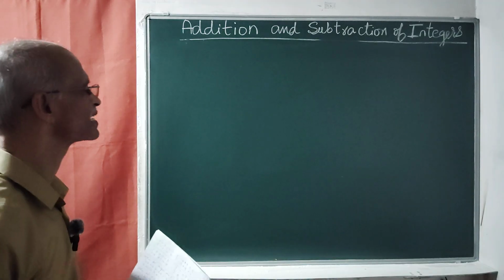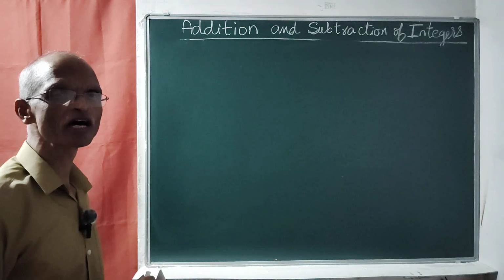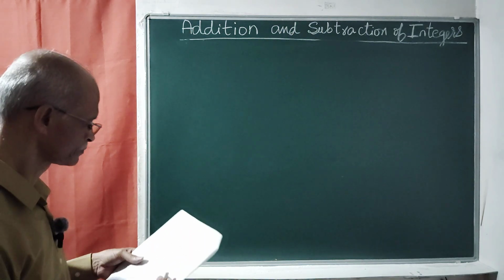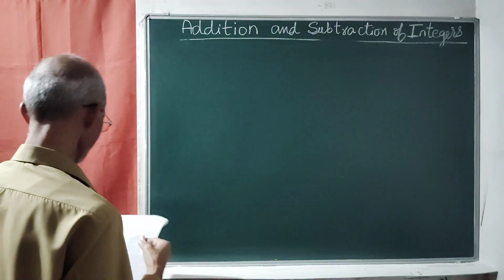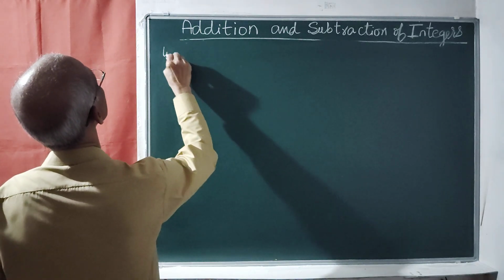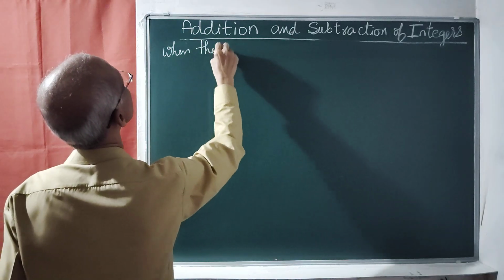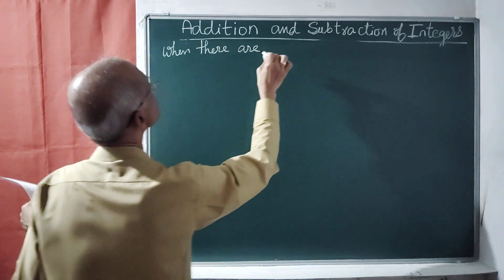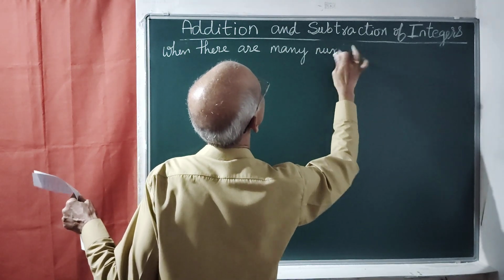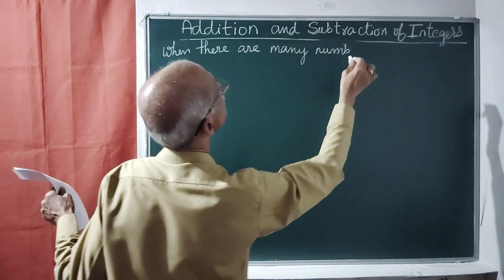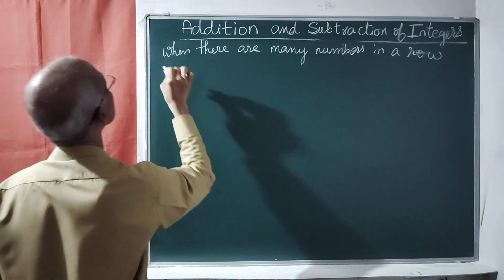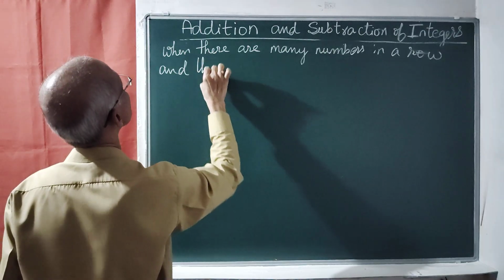Now we will see the next case. When there are many numbers in a row and the signs are all mixed up, then how do we solve them?